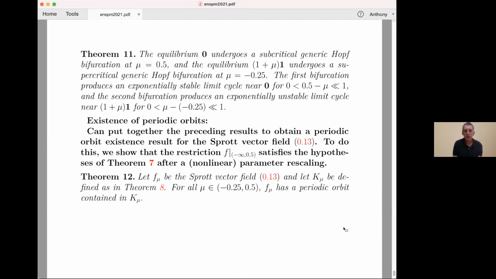If you look at theorem 12 here, for all mu between -0.25 and +0.5, F mu has a periodic orbit contained in that set, K mu, this compact set containing all invariant sets. So what you can do with this is show there's a big set of systems that have a periodic orbit, and that explains those simulations that I showed you earlier. You can choose virtually any value of mu, and you get these beautiful, robust oscillations, both for the Sprott system, which I just showed you here, and you can do the same analysis for the repressilator as well.